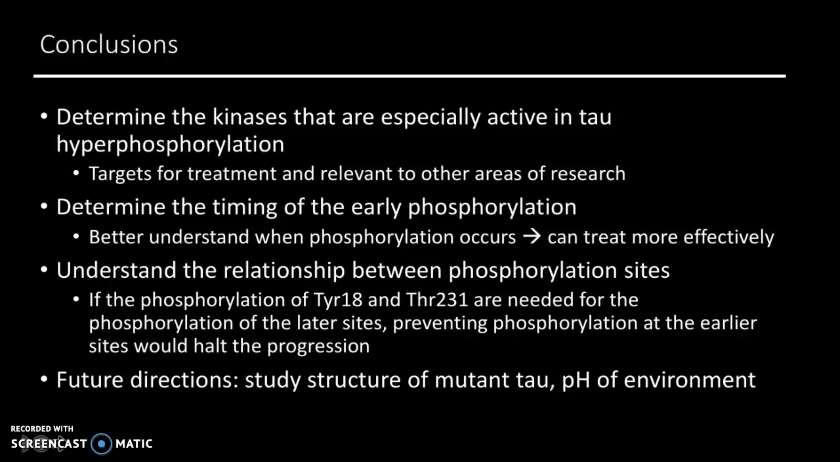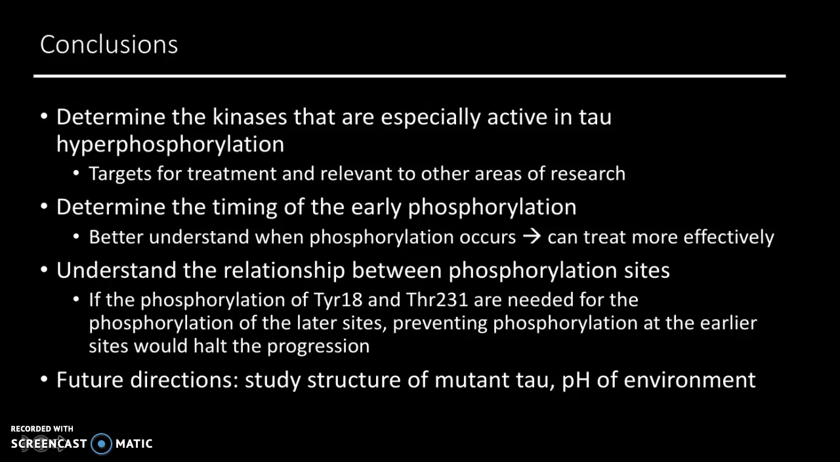Future directions that I plan on taking my experiment, I'd like to study the structure of mutant tau, simply because unless I'm really bad at Googling, I didn't really see too much information on what happens as the sites become phosphorylated and how this impacts the structure of the protein. And I'd also like to look at the pH of the environment around the protein as the proteins are phosphorylated. These 2 pieces of information together could help me determine whether or not it's the change in the environment or if it's the change in the conformation that causes the later phosphorylation sites to occur.